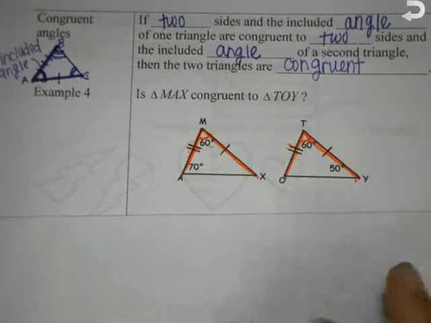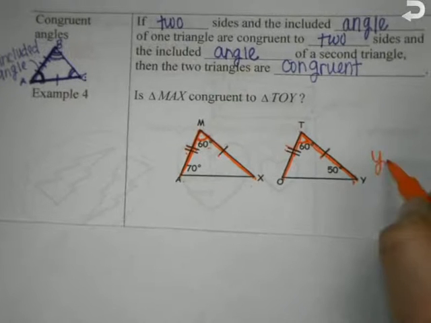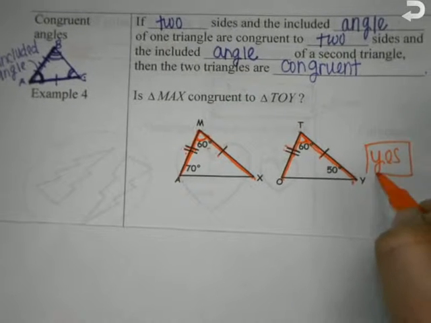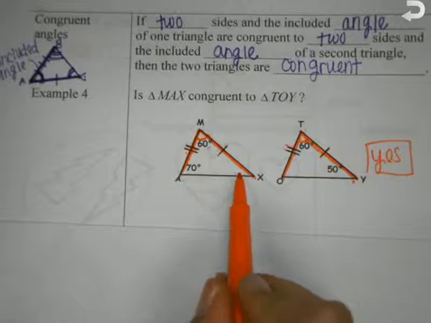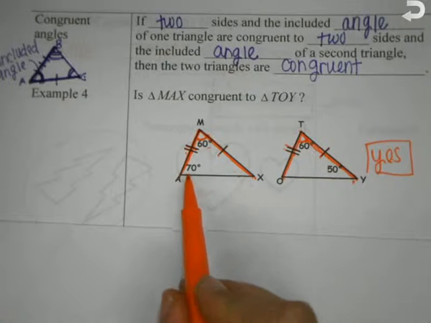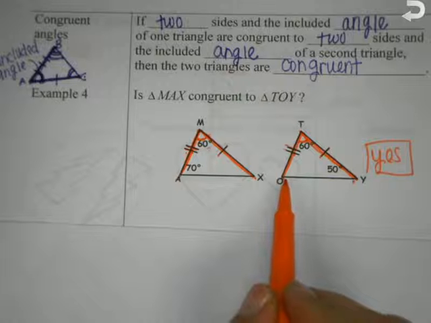Does it matter that I know that this angle is 50, but I don't know what this one is? No. Does it matter that I know that this angle is 70, but I don't know what this one is? No, it doesn't matter, because we are only concerned about the included angle, the one in between the 2 lines.